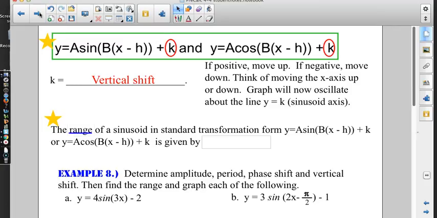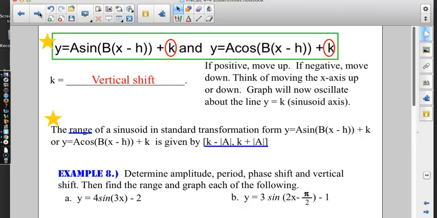Now, the range of a sinusoid in standard transformation form, y equals a sine b times the quantity x minus h plus k, or same thing but with cosine, is given by k minus the absolute value of a and k plus the absolute value of a. Oh my gosh, what on earth are they talking about? I don't ever remember that formula. Who needs that formula? Here's what you do.